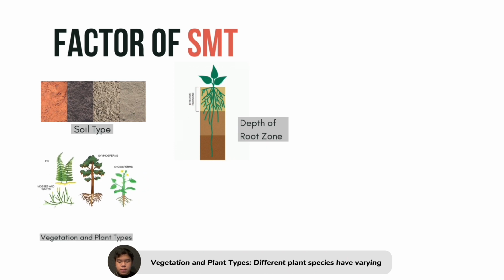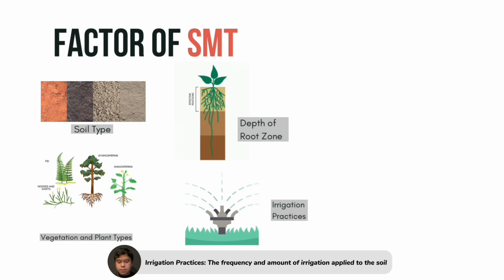Vegetation and plant type. Different plant species have varying water requirements and tolerance levels for soil moisture tension. Some plants can thrive in drier conditions with higher SMT, while others require consistently moist soil with lower tension. Irrigation practice. The frequency and amount of irrigation applied to the soil can directly impact SMT. Proper irrigation management can help maintain the desired tension levels for specific crops.